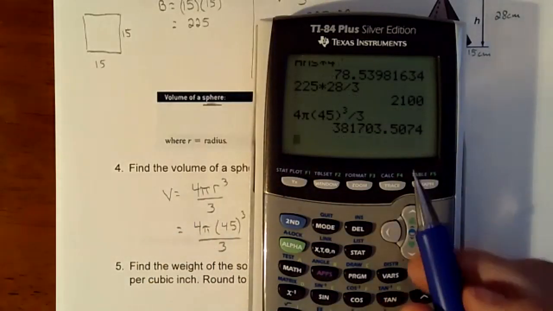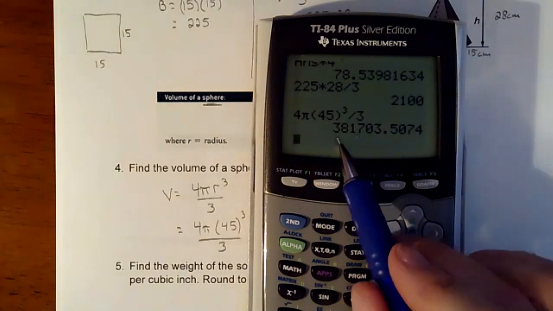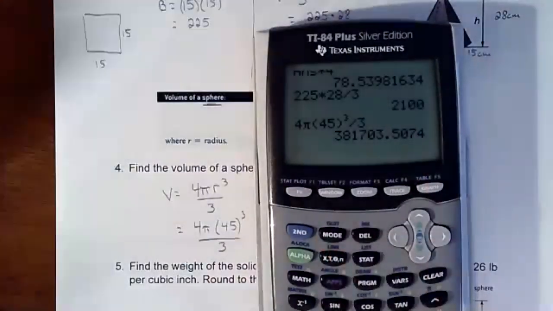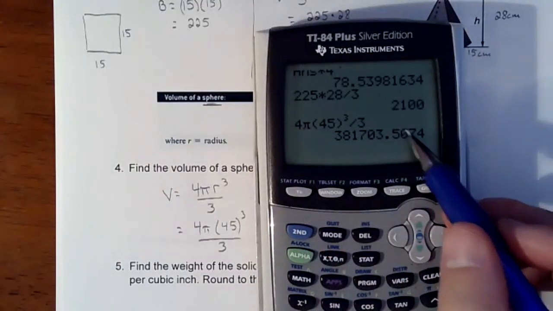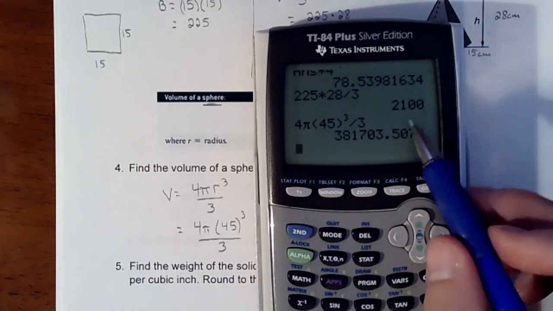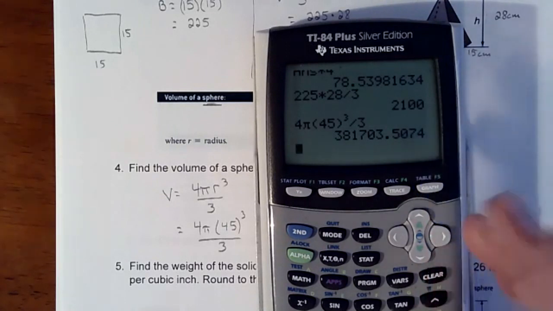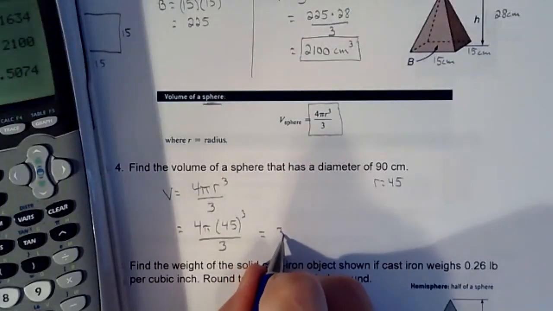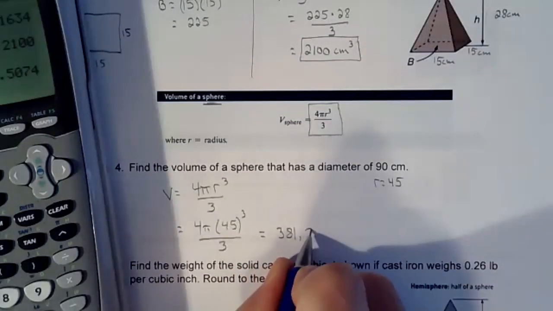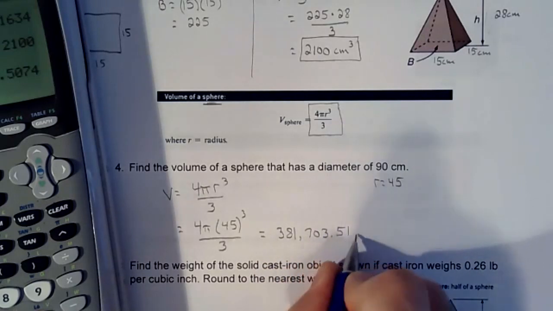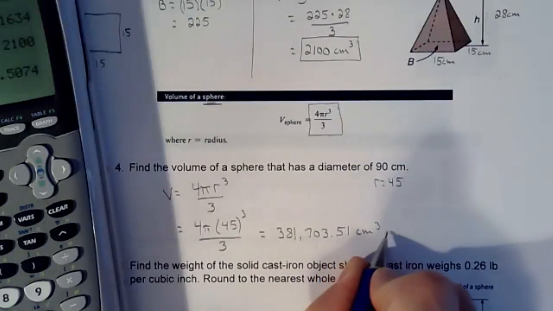It's a whole lot. So we got, put a comma there, 381. It doesn't tell us where to round. So again, if it doesn't tell me, I'm just going to cut it off at 2 places. So 381,703.51 cubic centimeters.